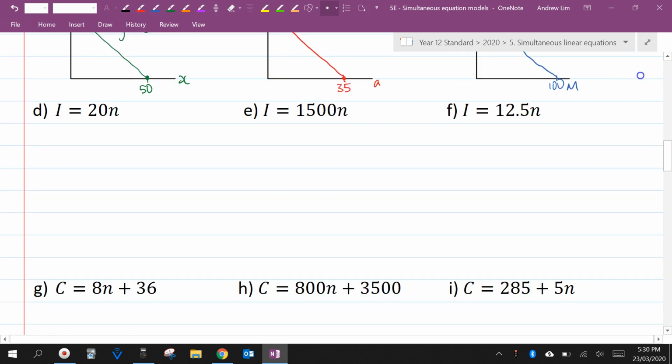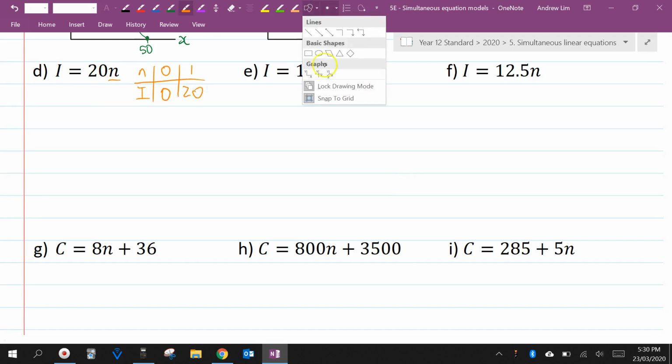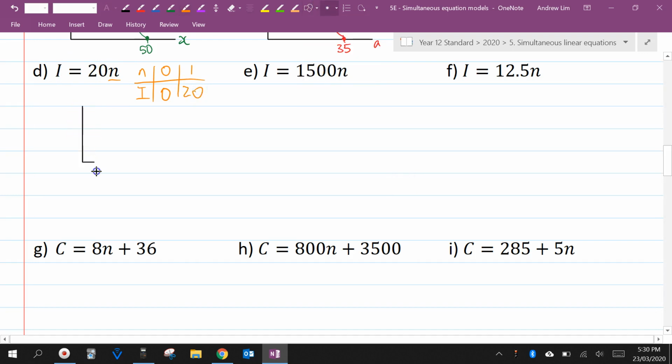What about question D? Here we've got I is equal to 20n. Maybe for something like this, you might want to choose to do a table of values. So let's do a table of values, n and I. The income earned depends on the number of goods sold. I always like to use 0 and 1. If you sold nothing, your income would be nothing. If you sold one item, the income would be 20 times 1, which is 20. Two points is enough to draw our line.